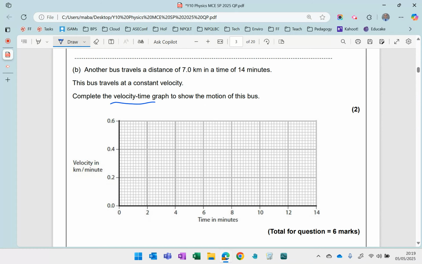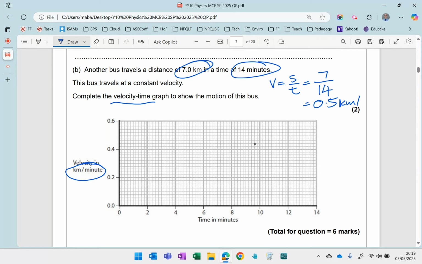We've been asked to complete a velocity time graph in part B, and they've given us this information. Okay, so to get ourselves started, we want to work out the velocity, which is displacement over time, and I'm going to leave it in kilometers and minutes this time. Why am I doing that? Because I looked ahead and I can see that the graph is in kilometers per minute. So that means 7 divided by 14 is 0.5 kilometers per minute, just like that.